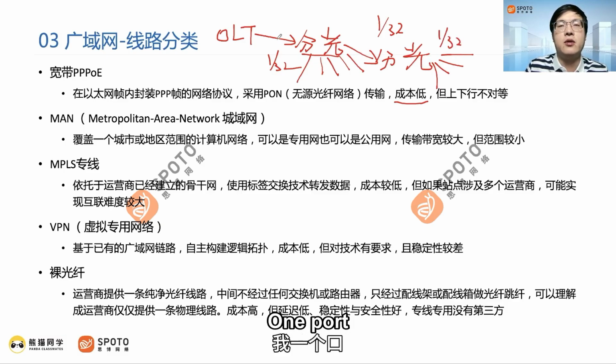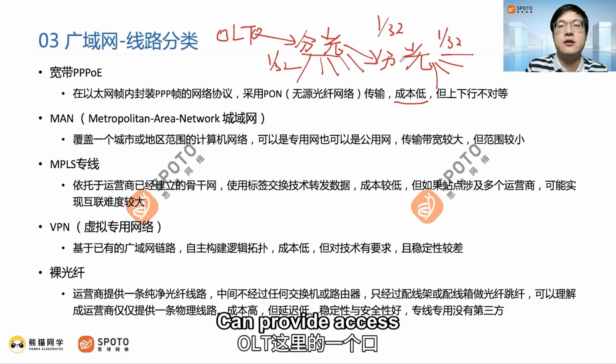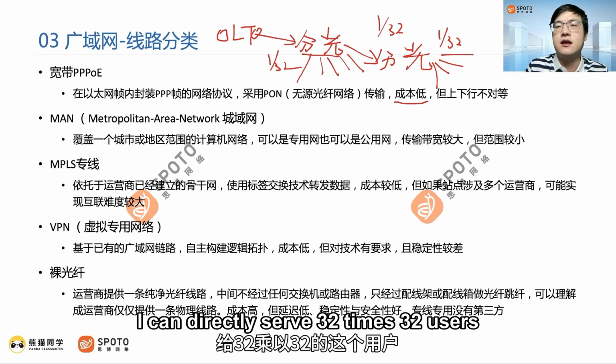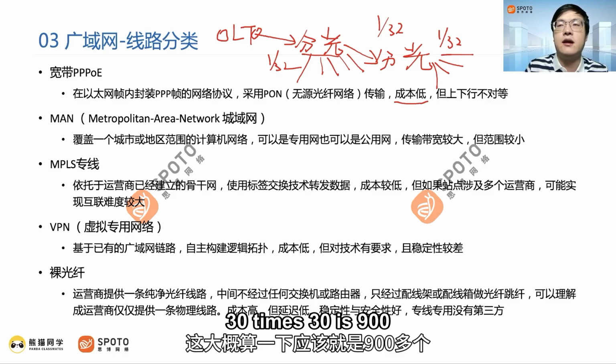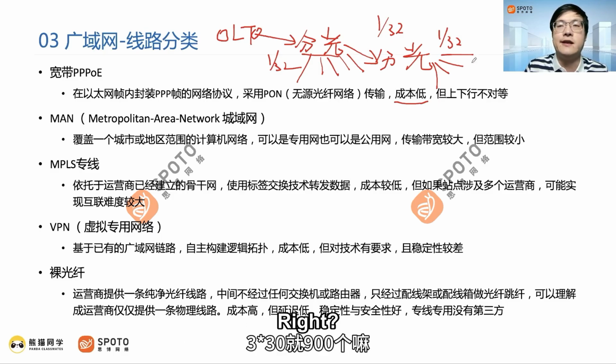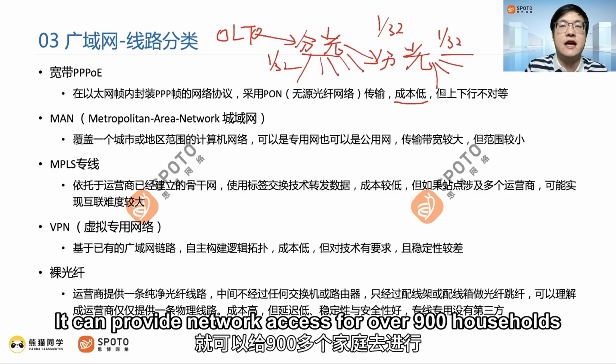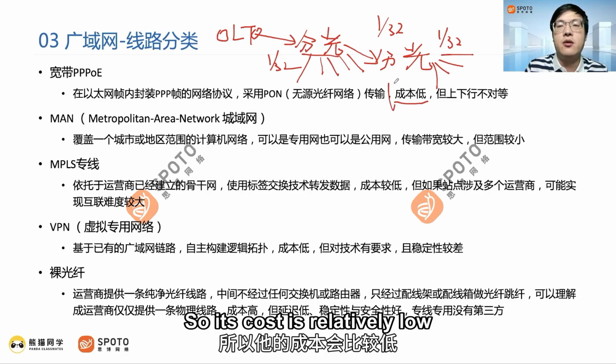So in one port on the OLT I can directly serve 32 times 32 users. A quick calculation gives about 900 plus. 30 times 30 is 900. It can provide network access for over 900 households. So its cost is relatively low.